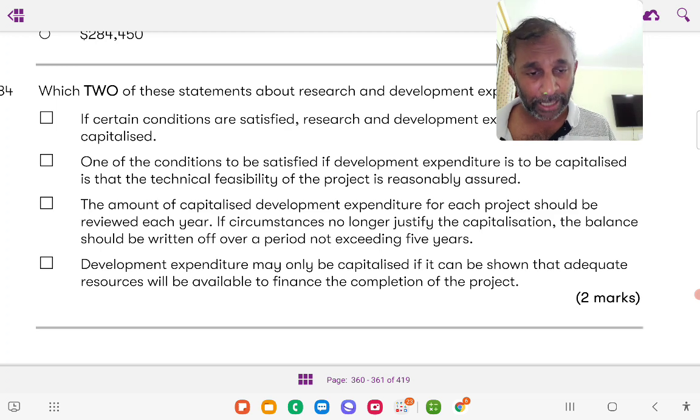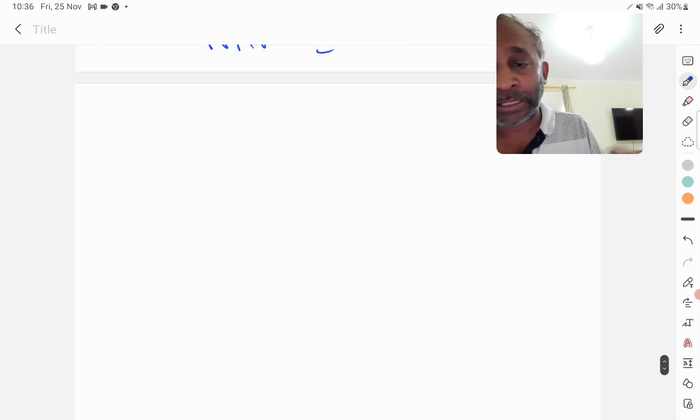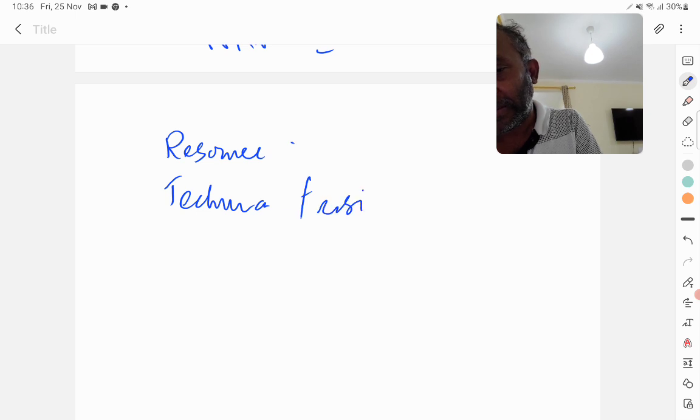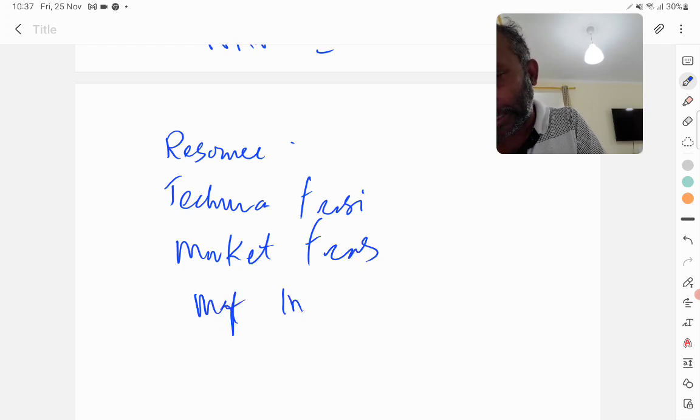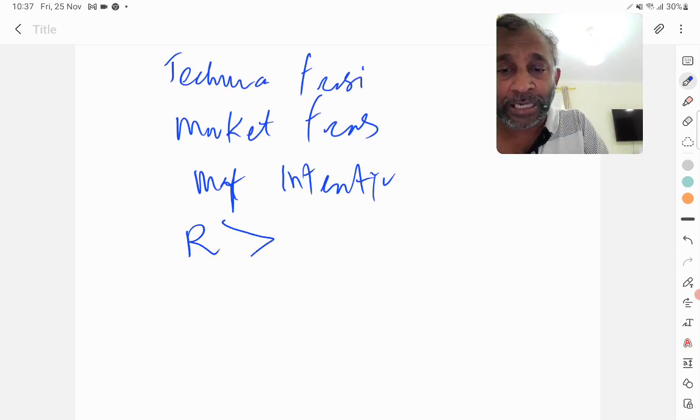Development expenditure may only be capitalized if it can be shown that adequate resources will be available to finance the completion of the project. Yes. See, to satisfy development expenditure to be capitalized, there are certain conditions. So one is that you have adequate resources, and then you have technical feasibility, you have market feasibility, you have management intention, you have the projected revenue is greater than the cost of the development.